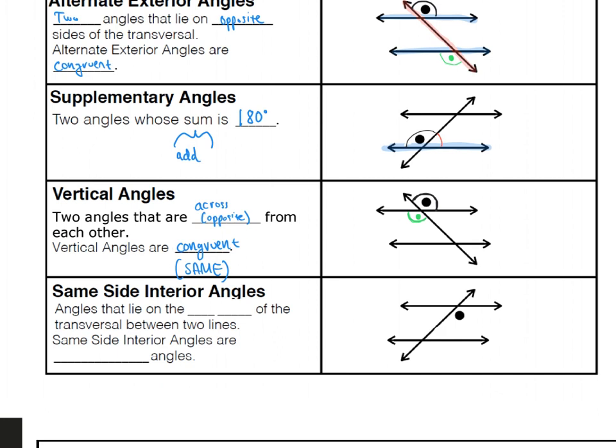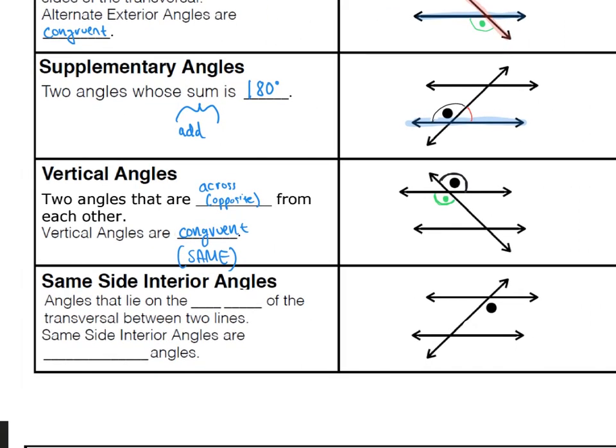All right, this last one is the strangest one that we've seen, but we're going to define it first, and we'll break down why it is what it is. Okay, so same side interior angles are angles that lie on the same side of the transversal between two lines. Same side interior angles are supplementary angles. Okay, so remember, we just defined supplementary angles two definitions ago. Supplementary angles are two angles whose sum is 180 degrees.